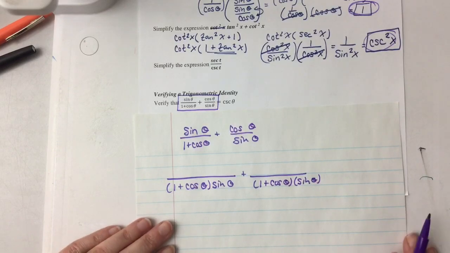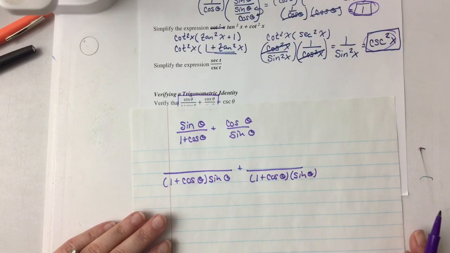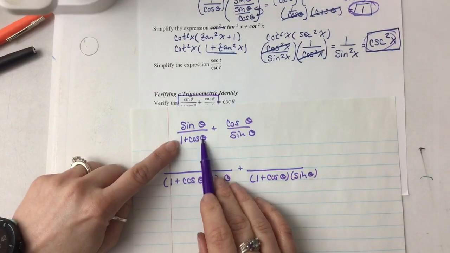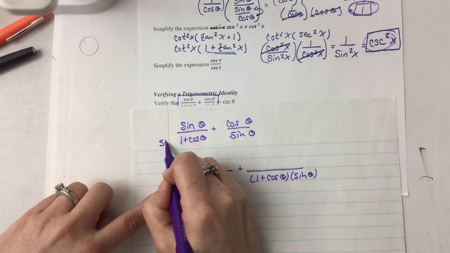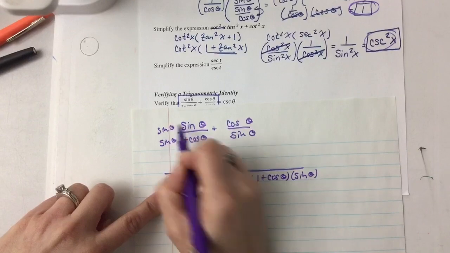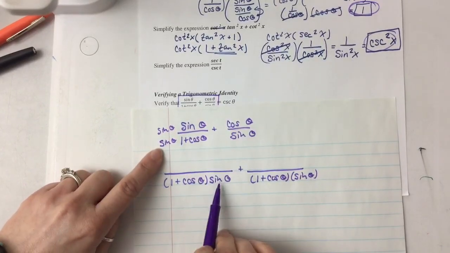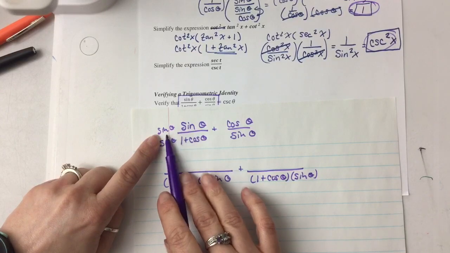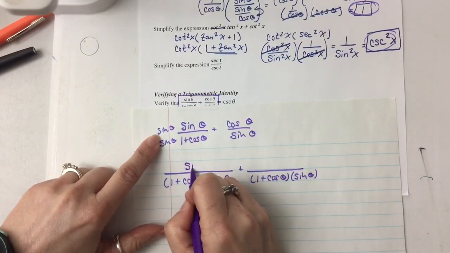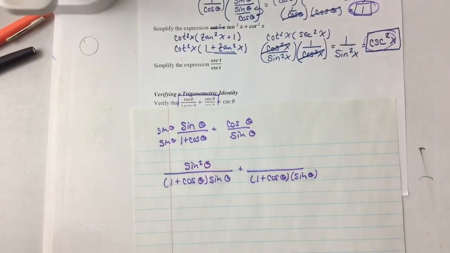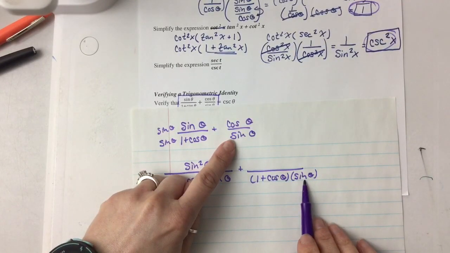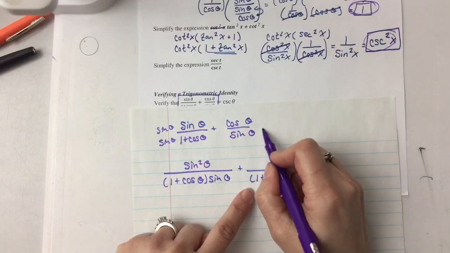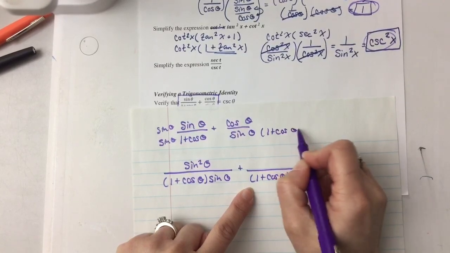Now look at each fraction individually and ask, what is it missing? The first fraction has 1 plus a cosine of theta. What it's missing is the sine of theta. So I need to multiply that not only on the bottom to create the common denominator, but also on the top. Sine of theta times sine of theta is sine squared of theta. Plus, now this fraction has sine of theta. It's missing 1 plus cosine of theta.